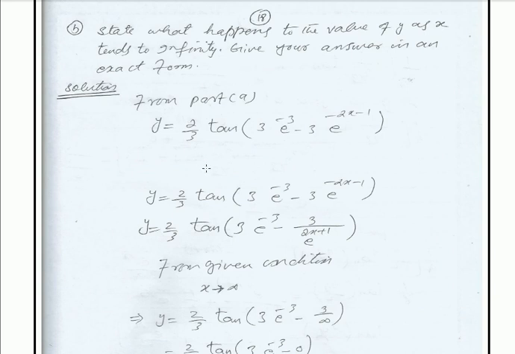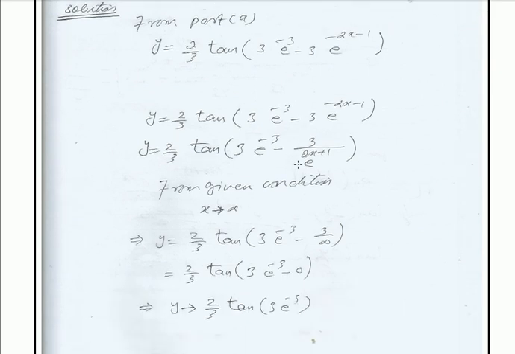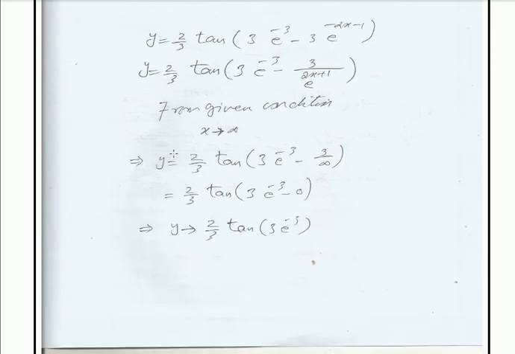So from part A, we have calculated y equal to 2 by 3 tan of (3 e raised to minus 3 minus 3 e raised to minus 2x minus 1). According to the given condition of the question, when x tends to infinity, in place of x, we put infinity. 3 over infinity is equal to 0. So we get, when x tends to infinity, then y tends to 2 by 3 tan of (3 e raised to minus 3).